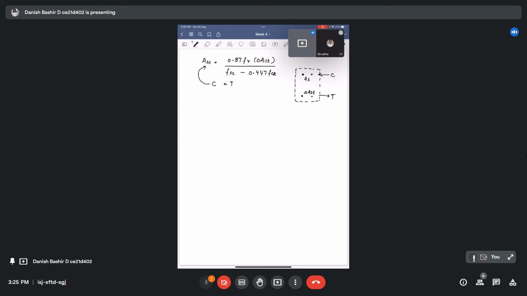And similarly, I can rearrange the terms to get the percentage PSC as 0.87 Fy times PT minus PT limiting, because this delta AST is AST minus AST limiting. So rearranging terms, I can write PT minus PT limiting divided by FSC minus 0.447 FCK. You can see the detailed derivation in the videos as well.